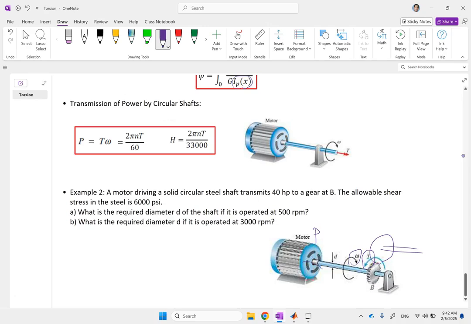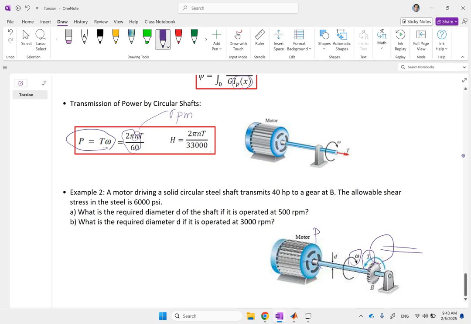And you know the relation between power, omega, and T is P equals T omega. And omega, you can write it in terms of RPM, so you can write it 2 pi n over 60. That is your omega, where this N here is the RPM of the shaft as opposed to radians per second, which is omega. So this formula gives you the relation between power, torque, and the RPM.